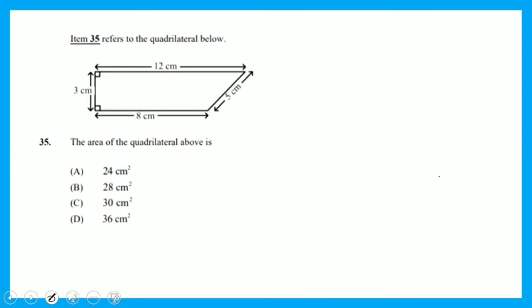The area of the quadrilateral above is, and the first thing you want to ask yourself is what kind of quadrilateral this is. And of course, you are going to come up with the correct answer, that it is a trapezium, or a trapezoid. Now, it says area, so you're going to need to know these little formulas.